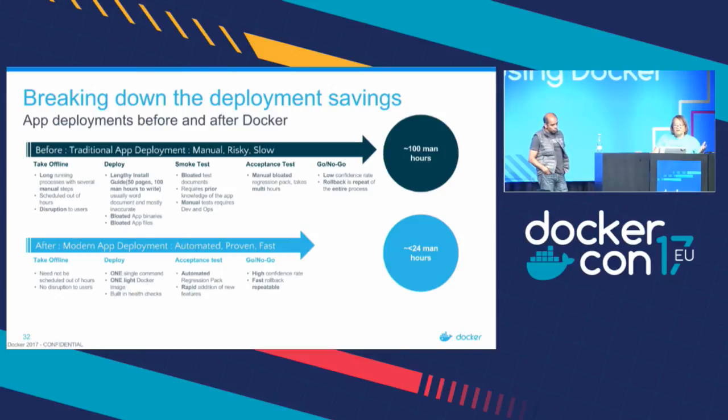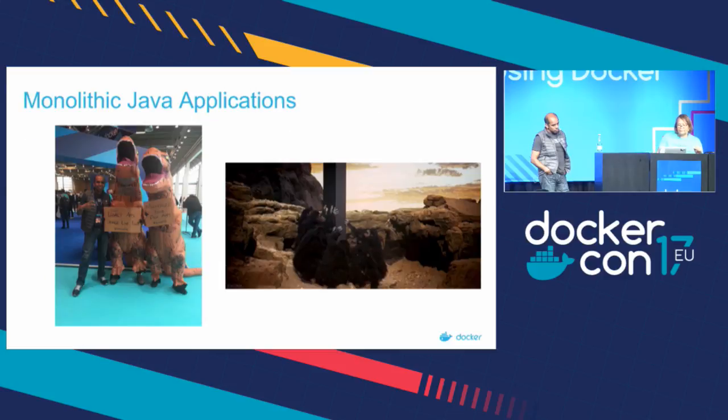So let's break down how we achieve deployment savings by modernizing your application. Before, we want to take it offline, then deploy it, then make any changes, smoke test it, do an acceptance test, and finally get a go, no-go. And this can average out to about 100 man-hours. With modern app deployments, we can take it offline, deploy it immediately, perform an acceptance test, and just give the go, no-go. And you can probably do this within 24 man-hours easily.